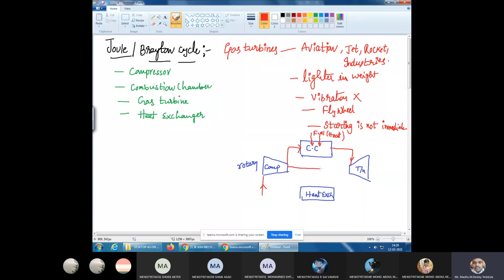If you see, the compressor shaft and turbine shaft are coupled to each other. This is the shaft of the turbine, and this is the work done by the turbine. The turbine shaft and compressor shaft are coupled. What does it mean? Can anyone tell? Very good. Part of the work done by the turbine is utilized to drive the compressor.